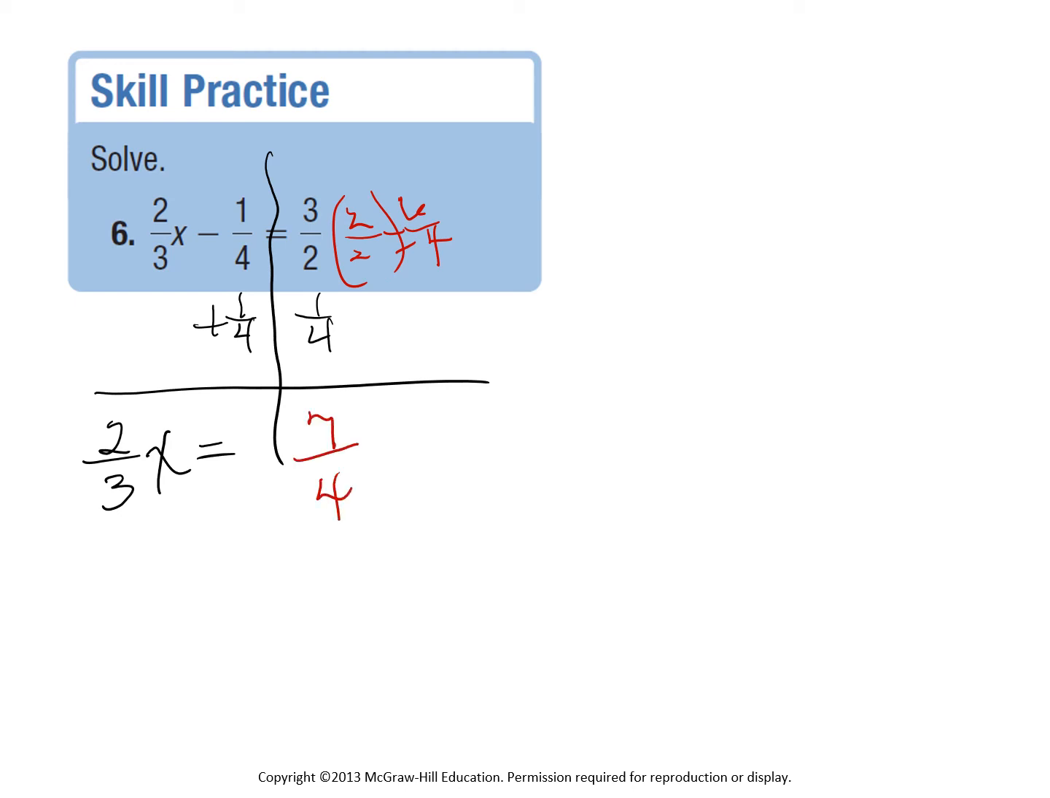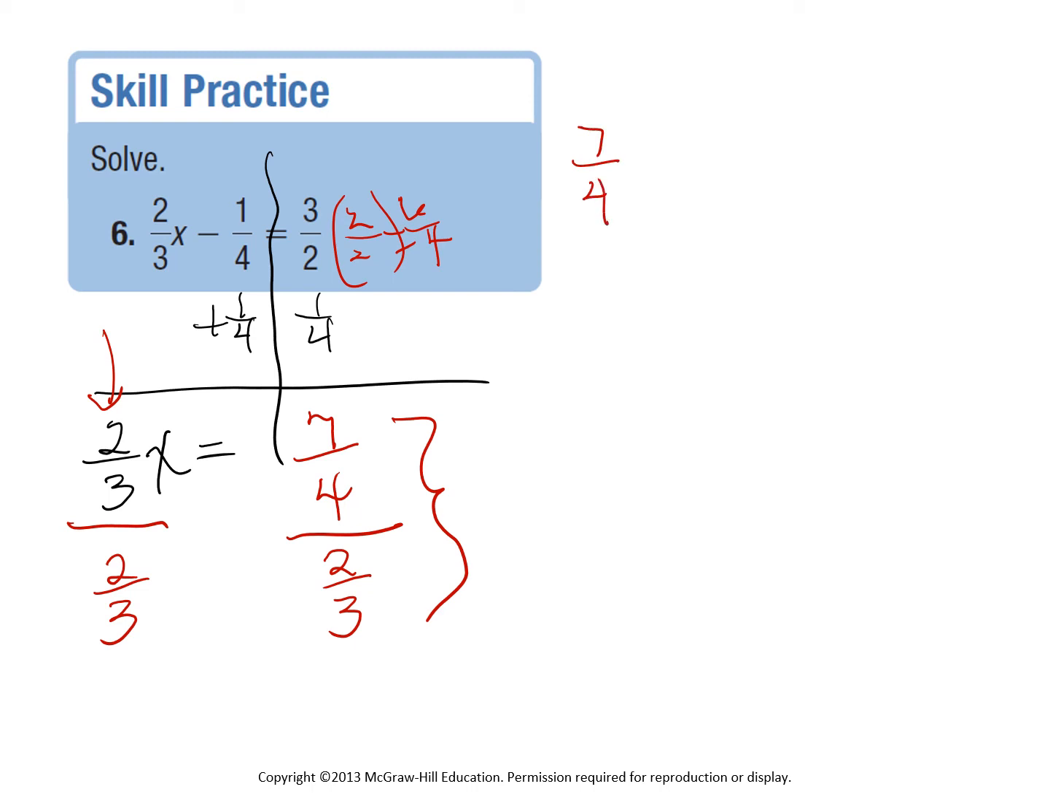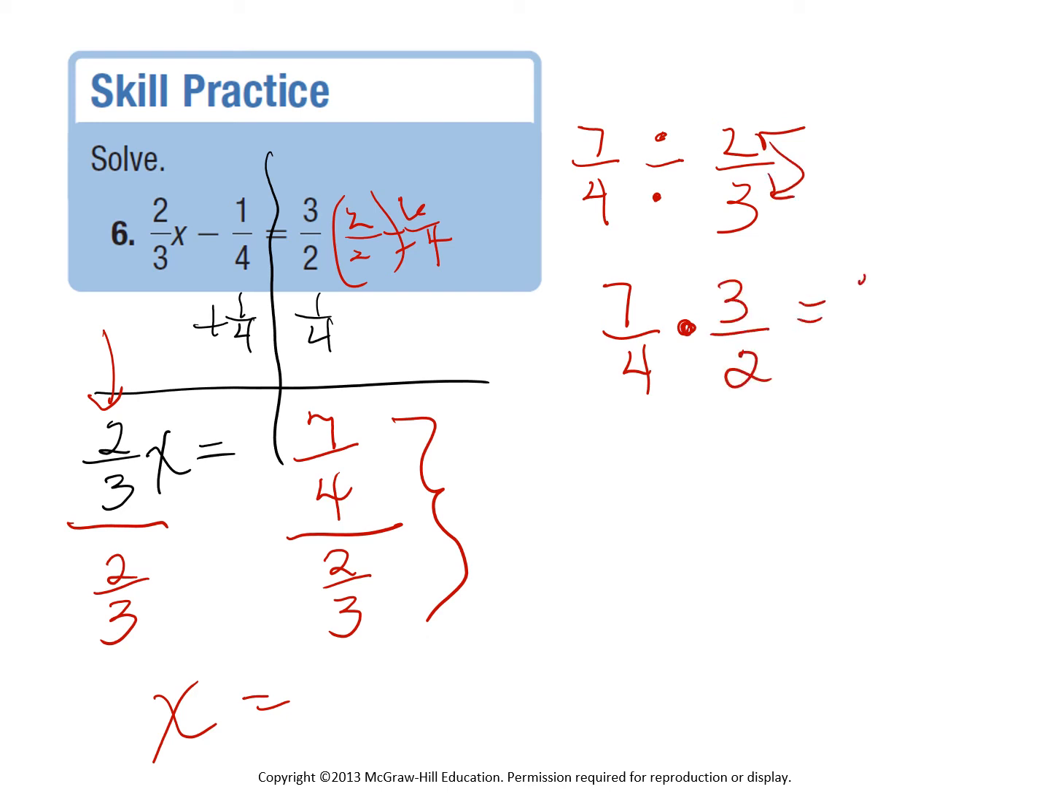And now I'm going to divide by the coefficient, which is this 2/3. So I'm dividing both sides by 2/3. So I have 7/4 divided by 2/3. So if I'm doing this by hand, I keep the first fraction, change to multiplication, and I flip the second fraction. So this is going to give me 21/8. So x is 21/8. And if you feel the need to change it to a mixed number, it would be 2 and 5/8. So either answer is fine.